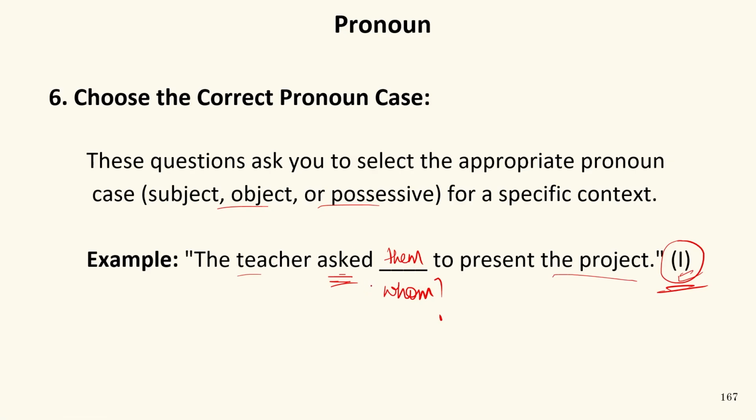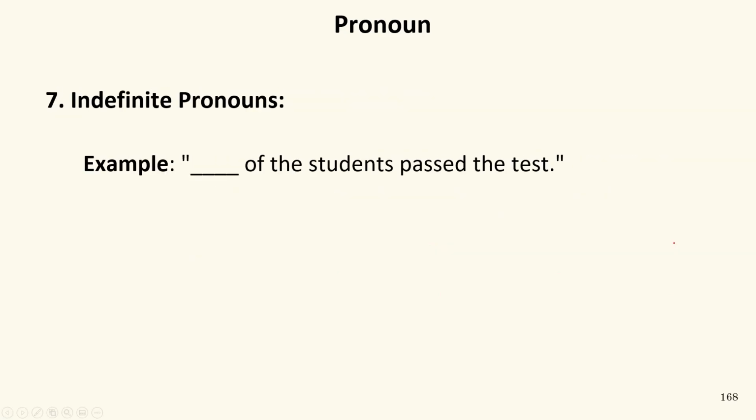We can also write, the teacher asked, we have to write for I. So the word for I is me. The objective case of I is me. The teacher asked me to present the project because I have to write the object of I only.